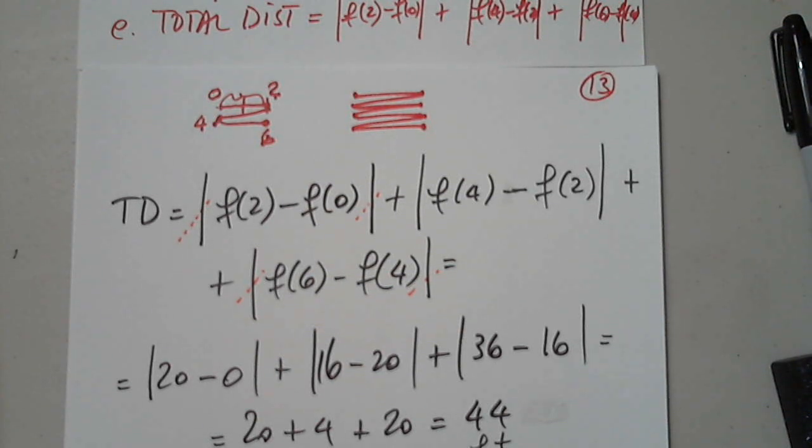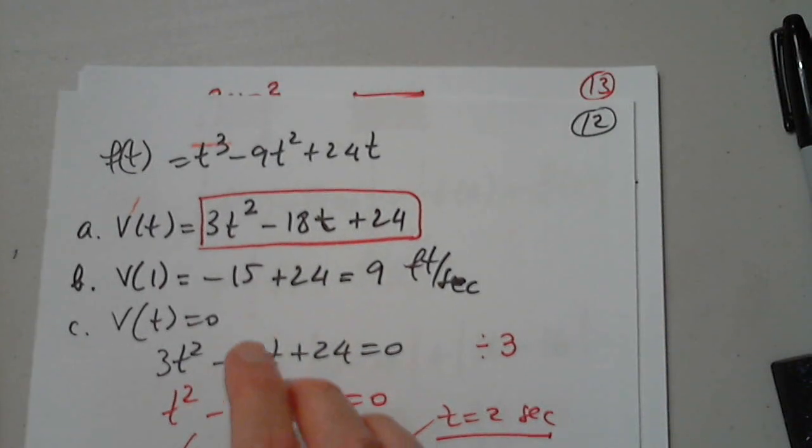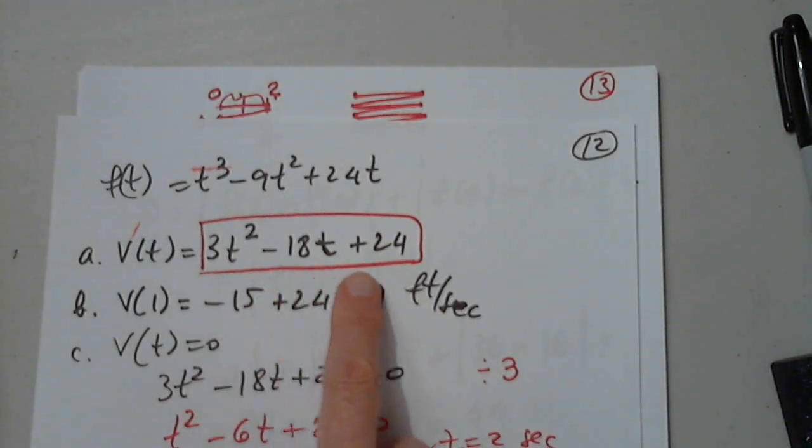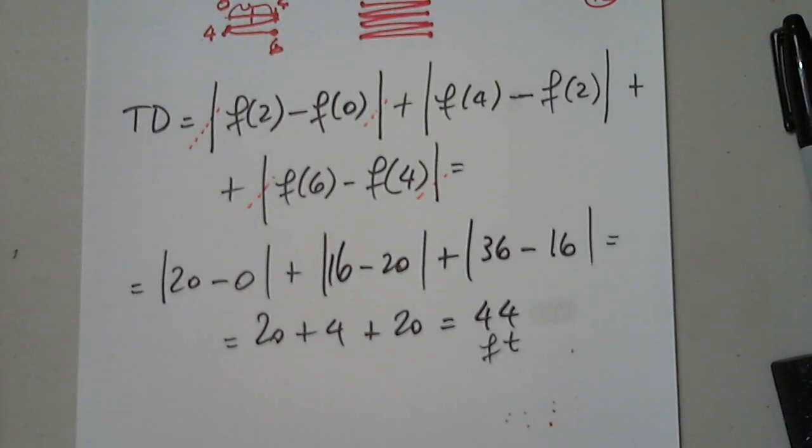Find the total distance. The diagram is what you just saw, going in one direction and coming back and then going back. Find the acceleration at time t and also after 1 second. I warned you that this is a long problem. So this is the velocity. They're asking us to find the acceleration and the acceleration after 1 second. So this was g.